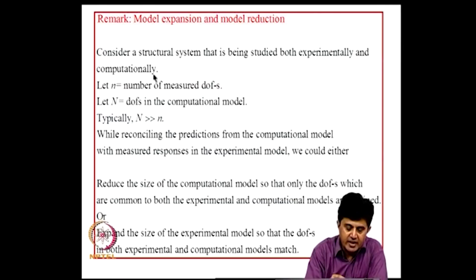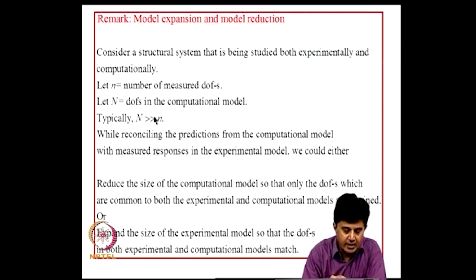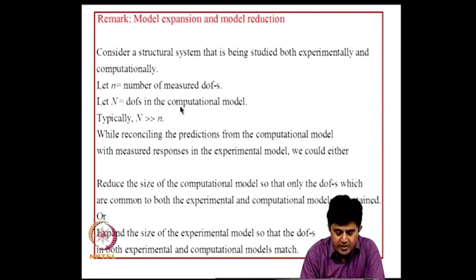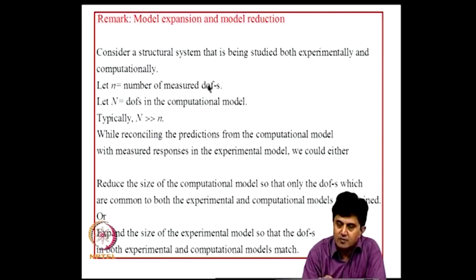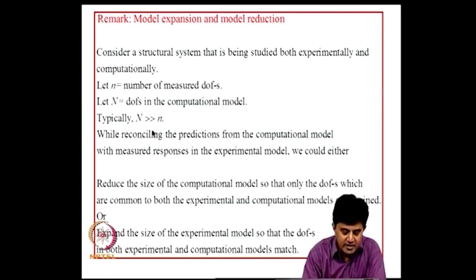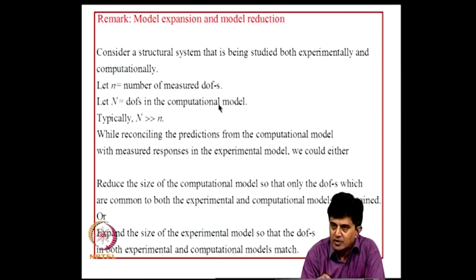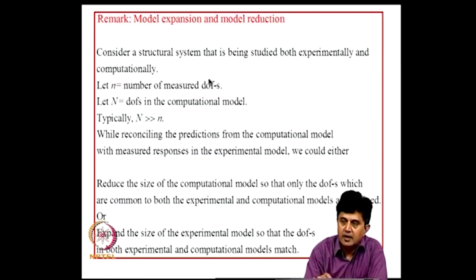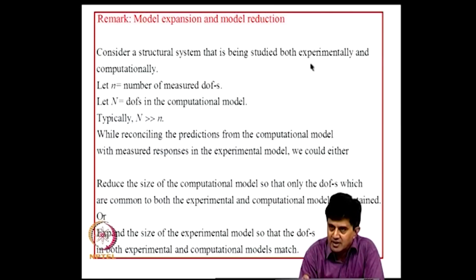So, now when we reconcile, either I can reduce my computational model to match the number of measured DOFs. Let me go back again to the example of capital N being 100 and lowercase n being 10. From my 100 degree of freedom computational model, I can eliminate 90 degrees of freedom and obtain a model with 10 degrees of freedom, and the degrees of freedom can be chosen to match exactly what I have measured.